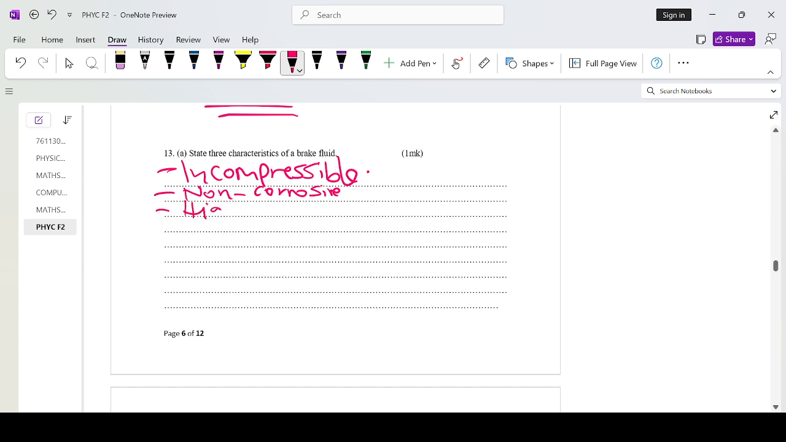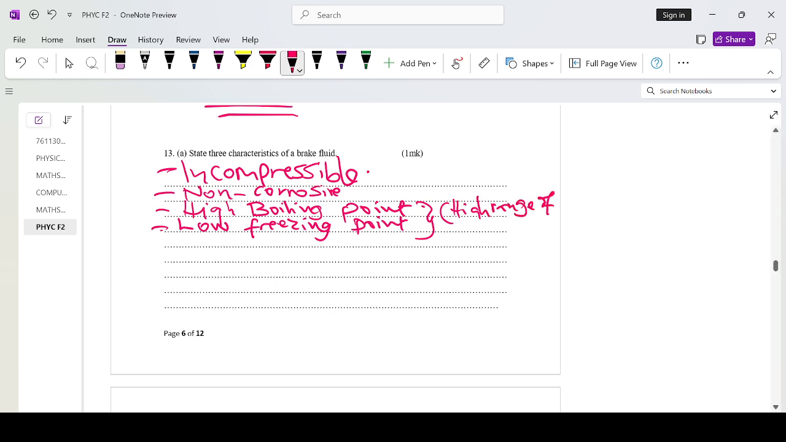Should have a high boiling point. Should also have a low freezing point. These two, someone can talk of them as having a high range of temperature.